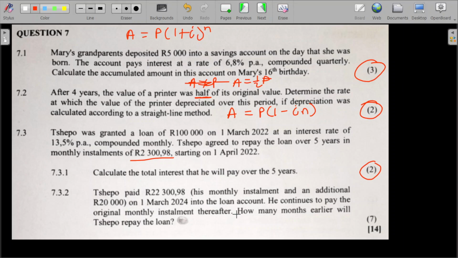Especially when it comes to financial math, in terms of understanding the question: Tsepo pays this amount in his monthly installment and an additional 2,000 on the 1st of March 2024. So he's going to add this money on the 1st of March 2024 into the loan account, and then he continues to pay the original monthly installment thereafter. How many months earlier will Tsepo repay the loan, which is calculating the value of n, which is a very, very tricky question. In these 14 marks, plus or minus 10, I strongly believe people will get it.